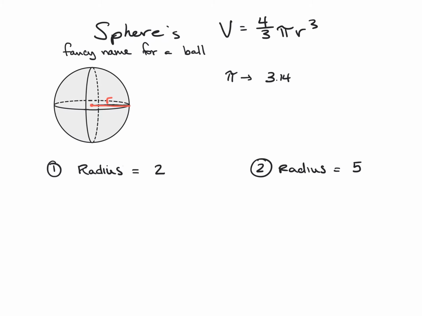Okay, example 1. Taking a look at our first example, we're going to use 3.14 for pi, and we have a sphere. Here's what a sphere looks like. It's basically a fancy name for a ball. If you see an object that looks like a ball, the formula you need for its volume is V equals 4/3 pi r cubed.